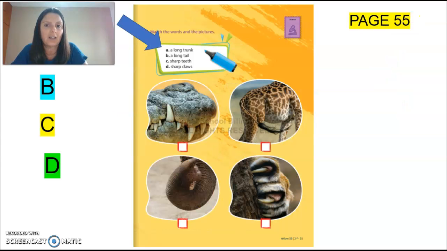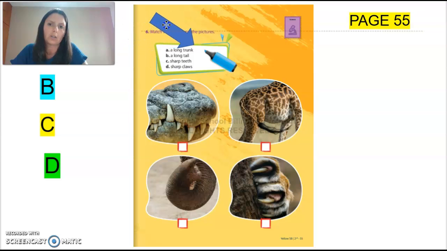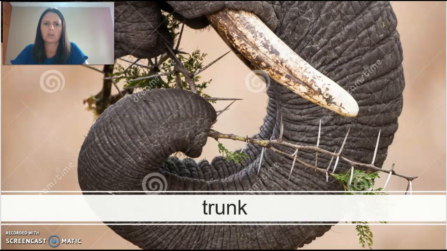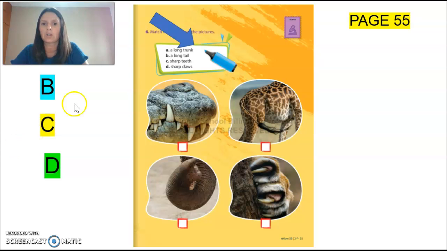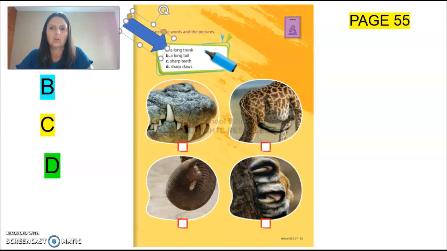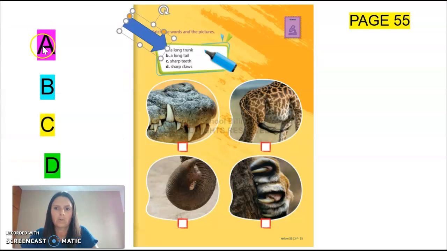On page 55, take a look here. Long trunk, long tail, sharp teeth, and sharp claws. A, B, C, D. You have to write letters. For example, a long trunk. Who has a long trunk? The crocodile? The elephant? Who has a long trunk? This is letter A. So you are going to write letter A here.